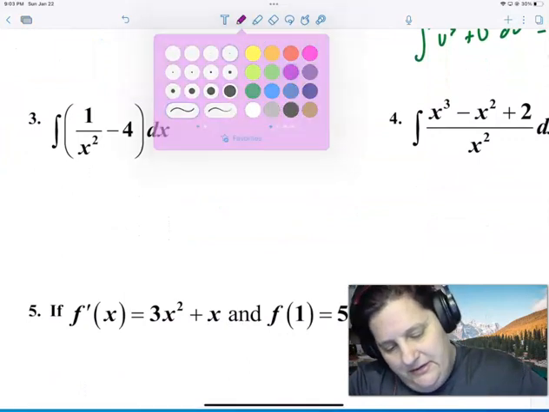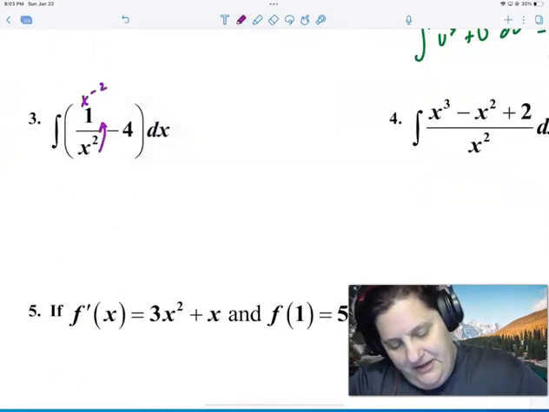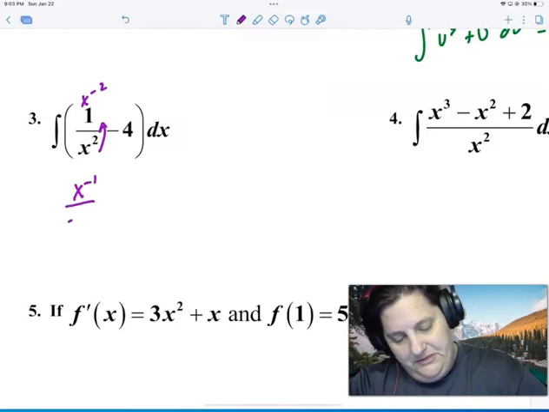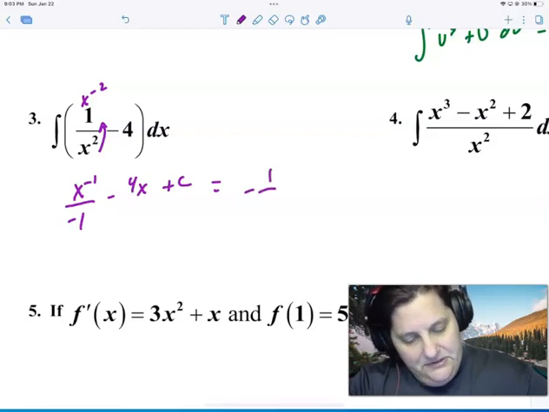I would write this as x to the negative 2. So my integral becomes x to the negative 1 over negative 1, minus 4x plus c, or I can write that as, bring that back down, negative 1 over x minus 4x plus c, okay?